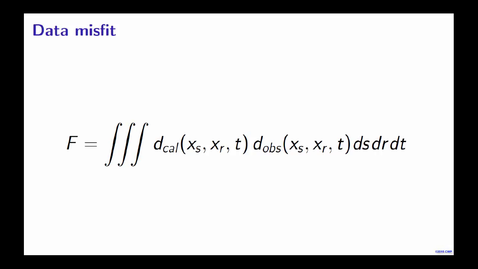The calculated data is the demigrated data here, and for the data misfit, they used a correlation type data misfit function to compute the data misfit between the calculated data and the observed data. The gradient is then computed along the incident and the reflected wave path, that is, from the source to the image and then from the image to the receiver. And finally the model is updated.